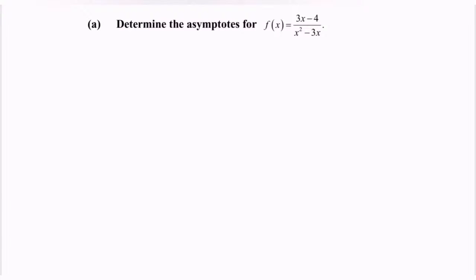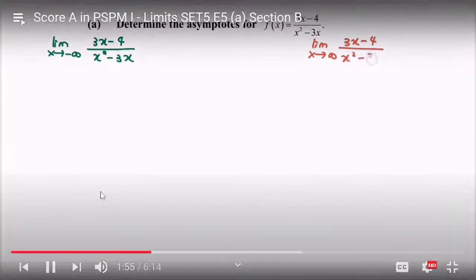Next, second part, we're going to determine the horizontal asymptote. So in here, the limit when x approaches negative infinity for the function (3x minus 4) over (x squared minus 3x). Another part where we have the limit when x approaches positive infinity for the function (3x minus 4) over (x squared minus 3x).